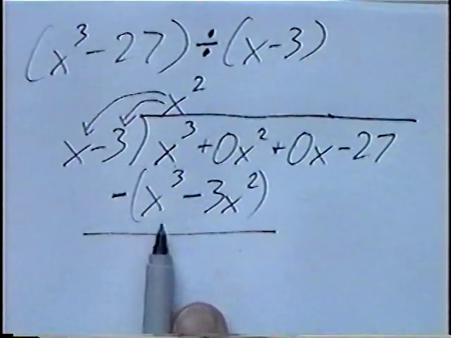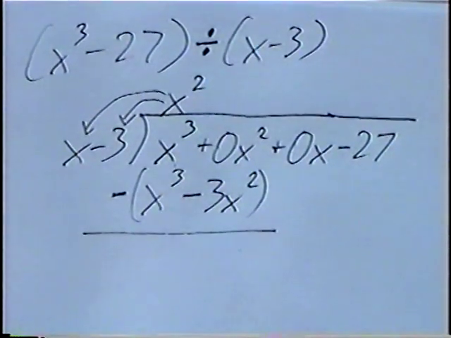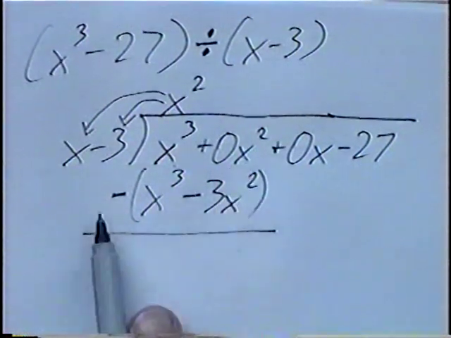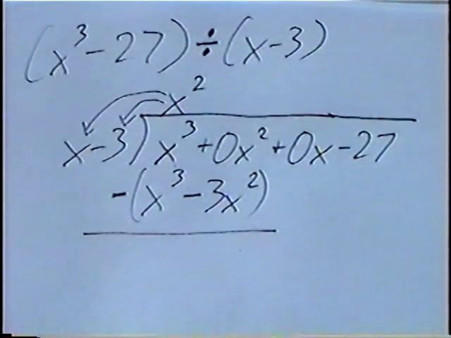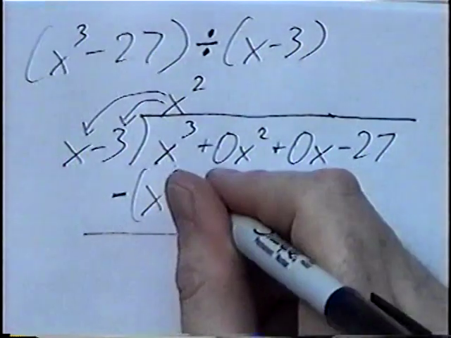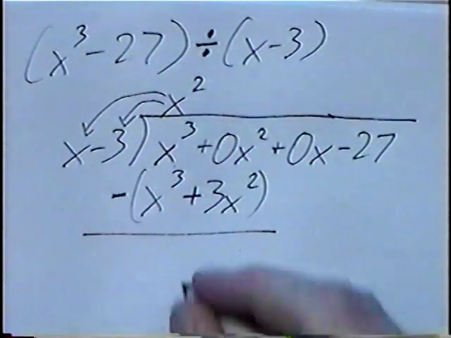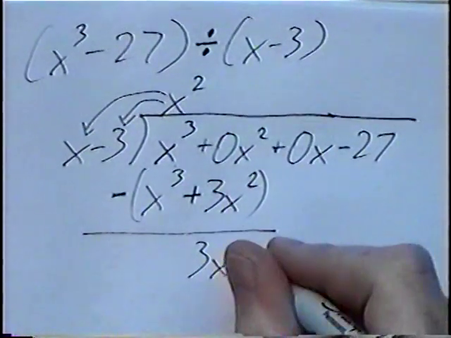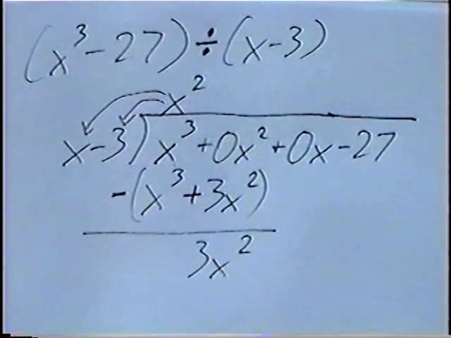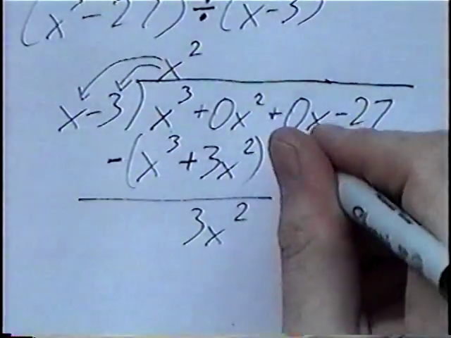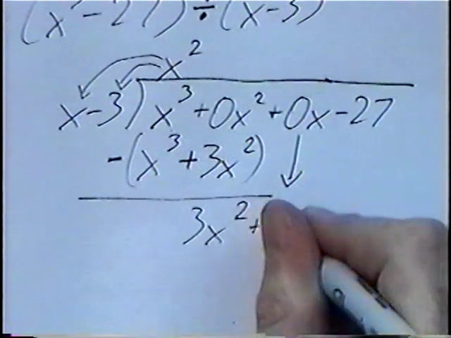The first term should always cancel out. X cubed minus x cubed will cancel. And 0x squared minus a negative 3x squared, minus a negative will be adding 3x squared. So 0 plus 3 will be 3x squared. Dropping the next term down, 0x.